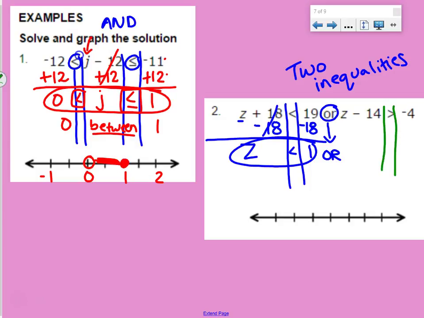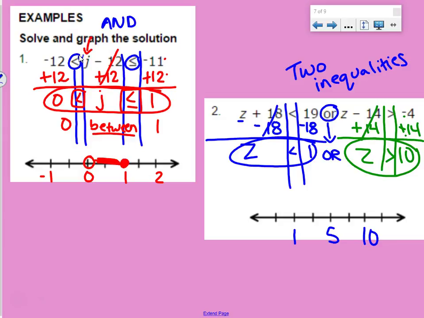Railroad tracks around the inequality symbol. Undo minus 14 with plus 14. And we get z is greater than negative 4 plus 14 is 10. Graph your solution. Put 1 here and 10 here. Put 5 in the middle.